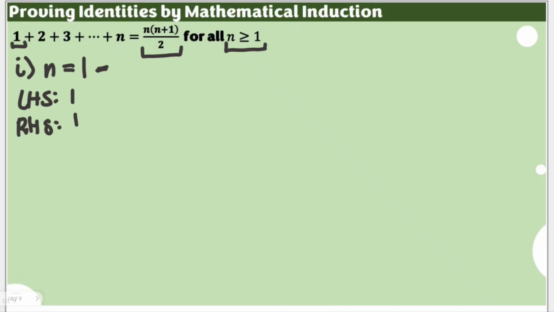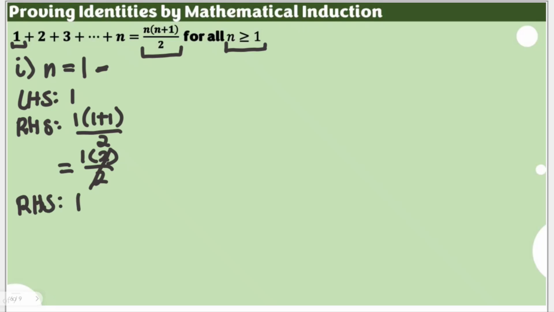So we have 1 times 1 plus 1 over 2. This gives us 1 times 2 over 2. Then that would cancel out. Our right-hand side is equal to 1. Noticeably, the values for our left-hand side and our right-hand side are the same. So we can now say that we have satisfied our first condition. As mentioned, if this is not satisfied, there's no need for us to proceed to the second and the third steps.